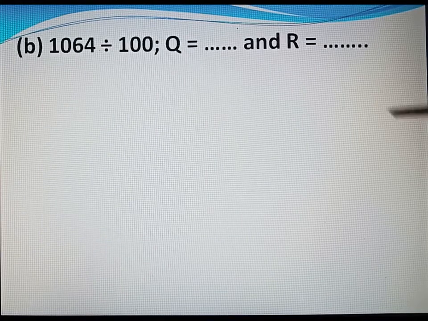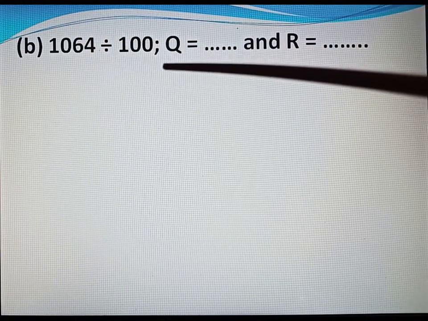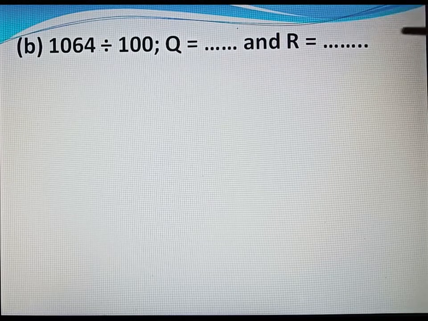B part, 1064 divide 100, quotient equals dash and remainder equals dash.